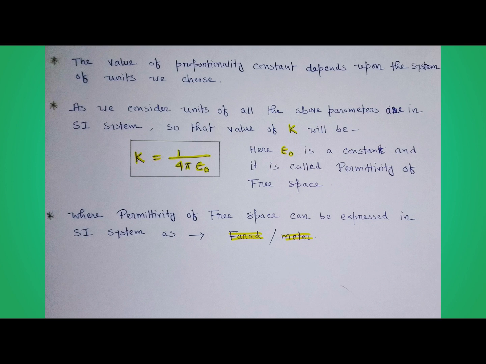As we consider the units of all the above parameters to be in the SI system, the value of K will be K equal to 1 by 4 pi epsilon 0. Here epsilon 0 is a constant and it is called the permittivity of free space. Permittivity means how much electric flux or how many electric field lines can pass through this free space, and the permittivity of free space is expressed in the SI system in Farad per meter.